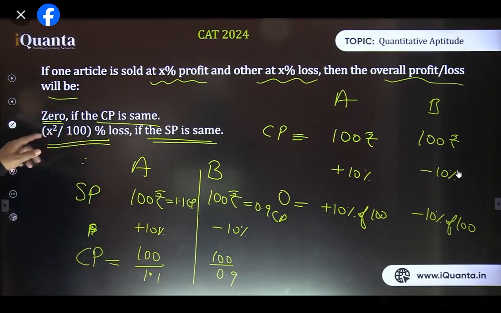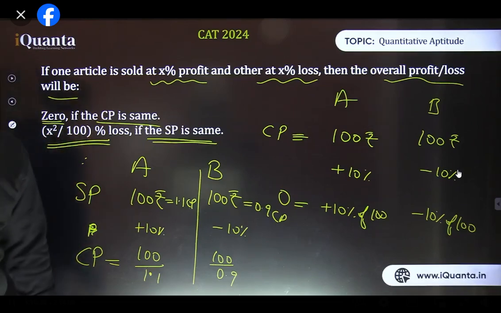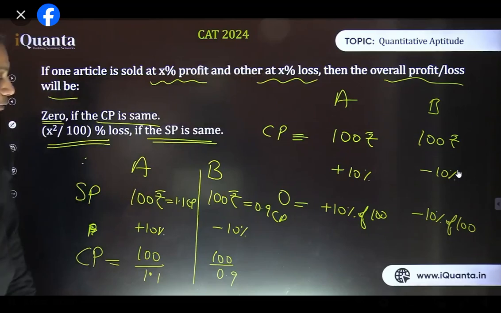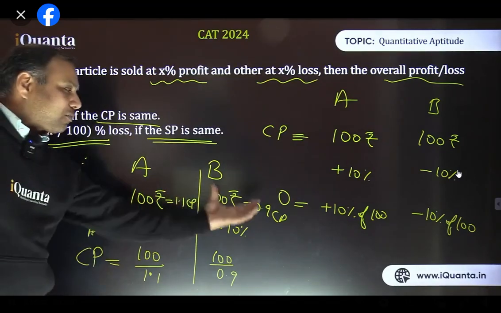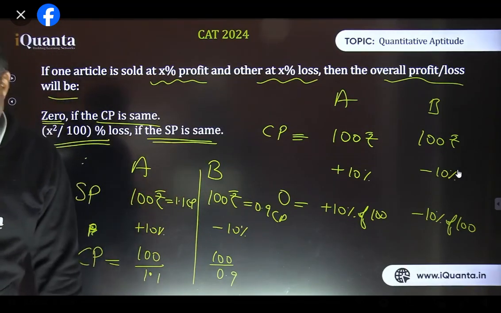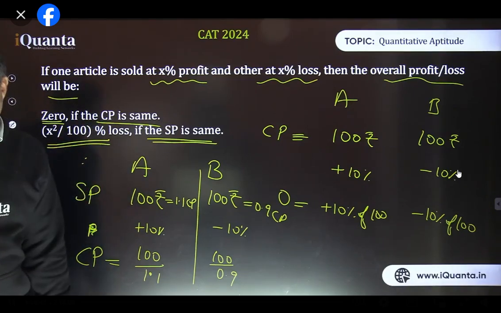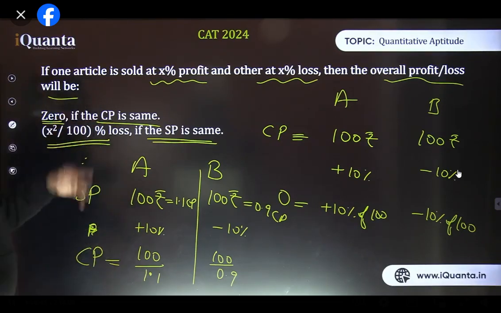So the final answer comes out to be x square by 100% loss. This direct result can be used if both percentages are same. If both percentages are not same, we can still make use of these basic things and simplify the question. These are just two special cases, but questions in the exam are not limited to these only. There can be different questions also. But if we get a similar question, then we should directly use our results.